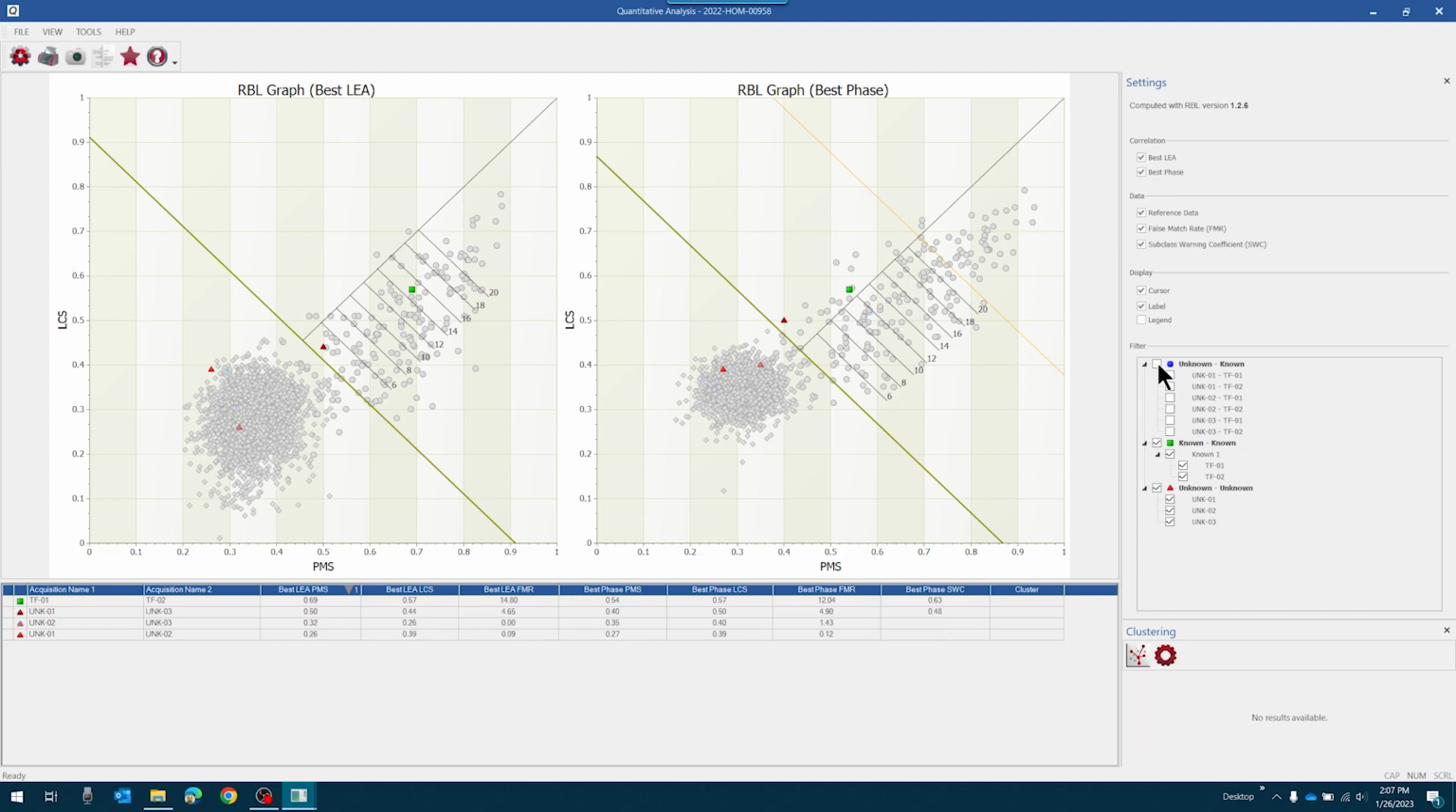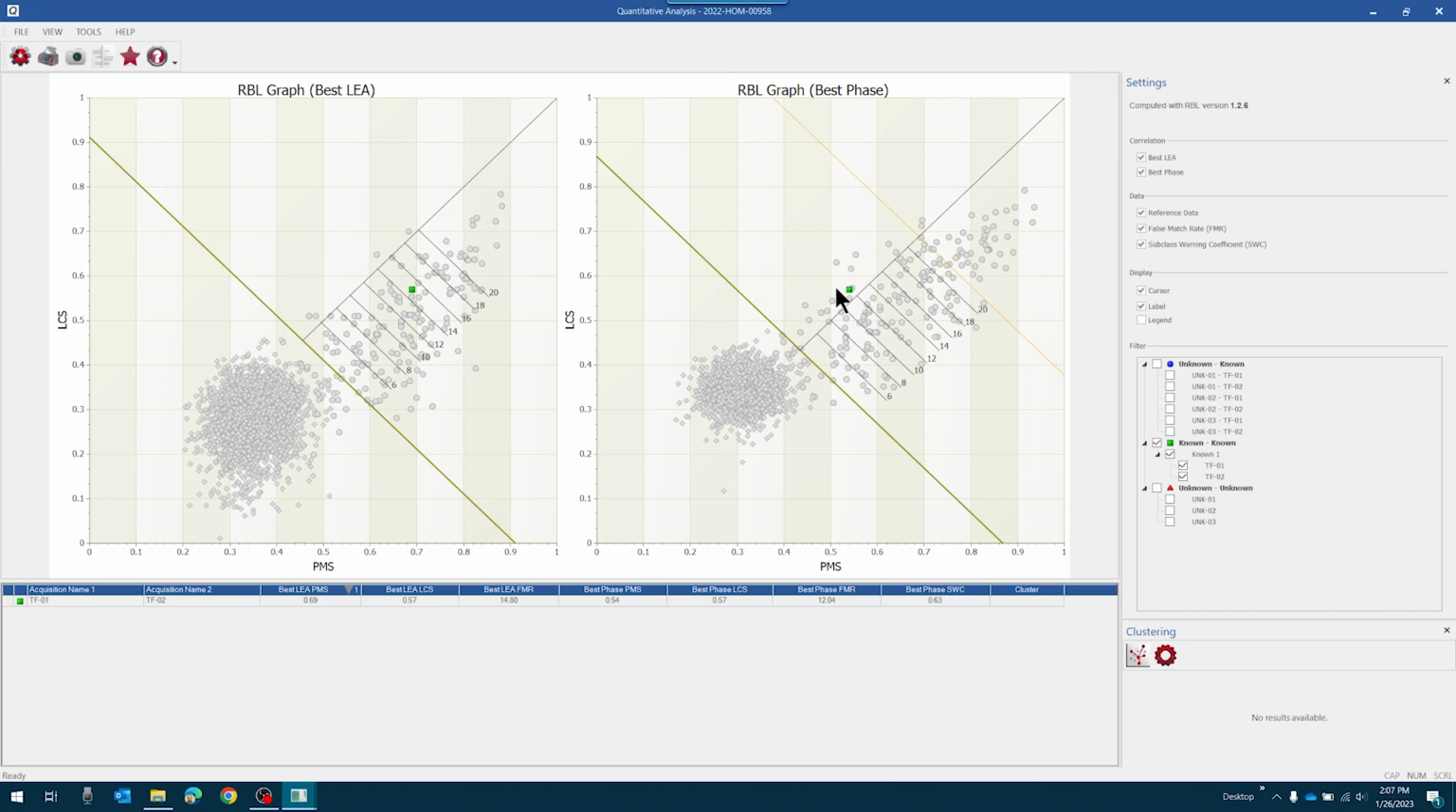Let's go ahead and turn those off for a second and drop down to the red triangle here. That's the unknowns compared only against the other unknowns. And so you have the red triangles here showcasing that performance. Let's get rid of that for a second as well. And that only leaves the green square here, which is the known compared to the other known.